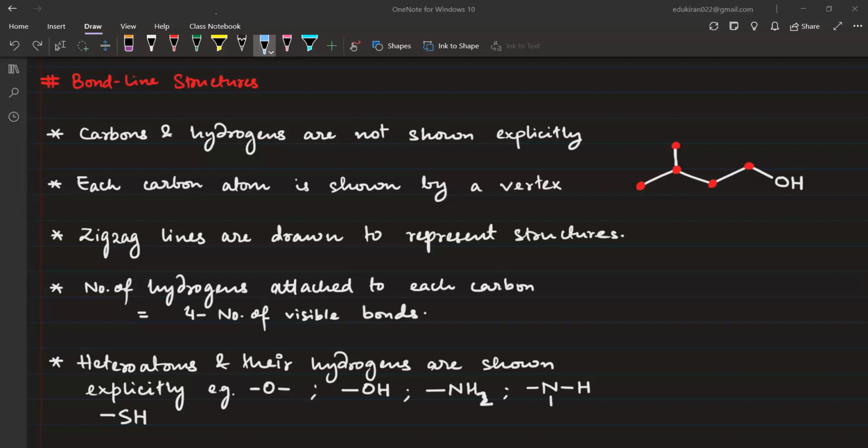At the end, for example, this is a carbon atom, but here a lot of people think this is also a carbon atom. That is not a carbon atom. Is that point clear? Yes or no? Please tell me. Yes, sir. Okay. This is not carbon.